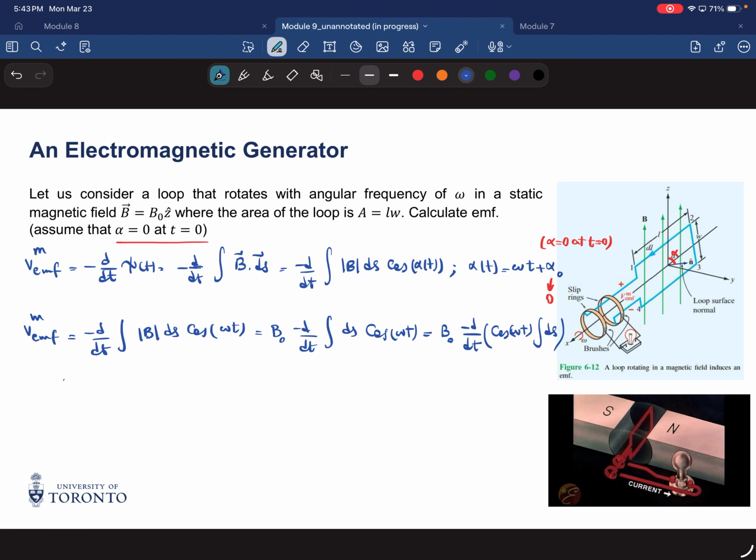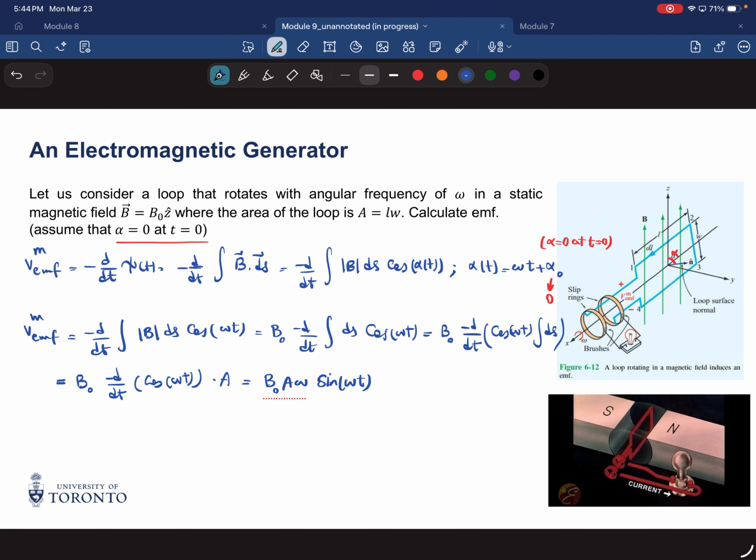So this is going to be B naught minus d over dt of cosine omega t multiplied by the area, which we call LW here. So this is going to be B naught A omega sine omega t. Does it make sense?